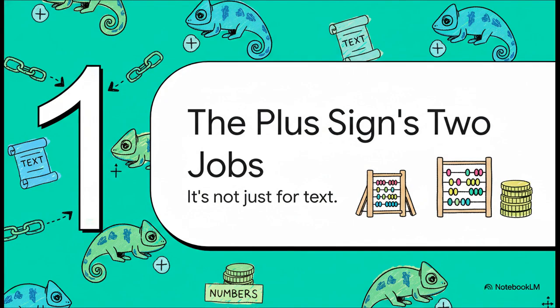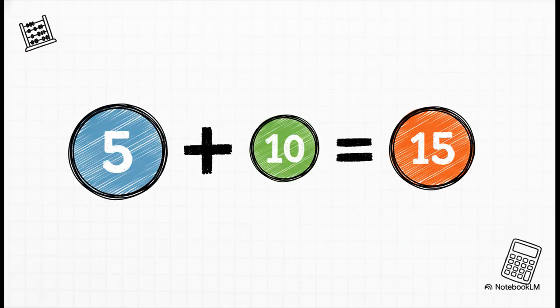So this brings up a really fascinating point about the plus sign. It's kind of like a chameleon in Python. Its job completely changes depending on the type of stuff you give it. For instance, if you give the plus operator two numbers, it does exactly what you learned in first grade. It adds them. 5 plus 10 gives us 15. No magic, no surprises there. It's just a math operator.